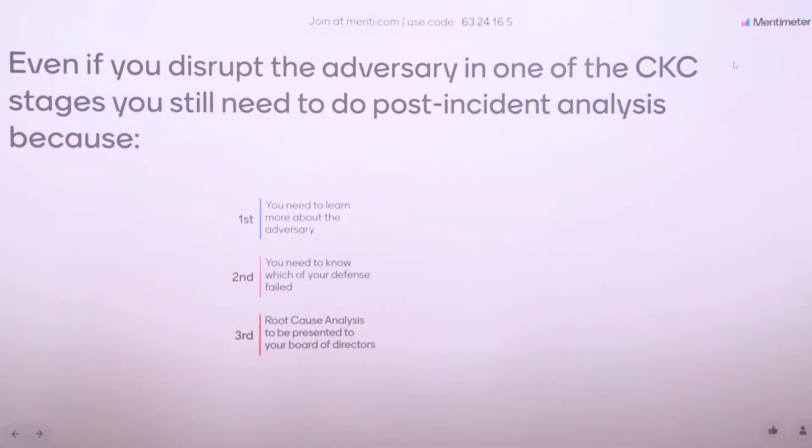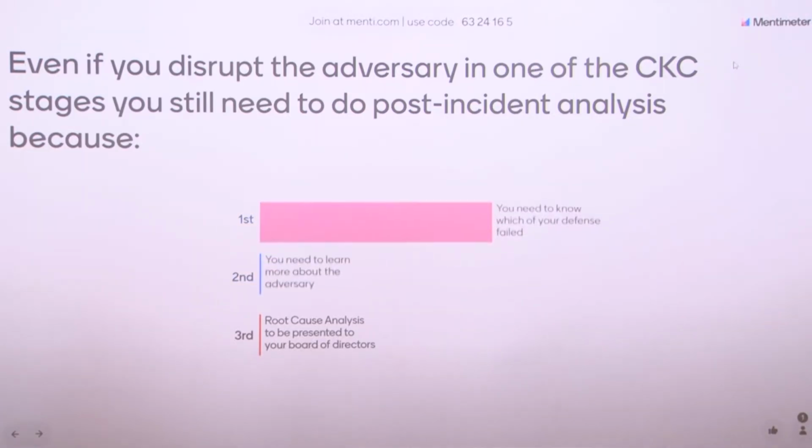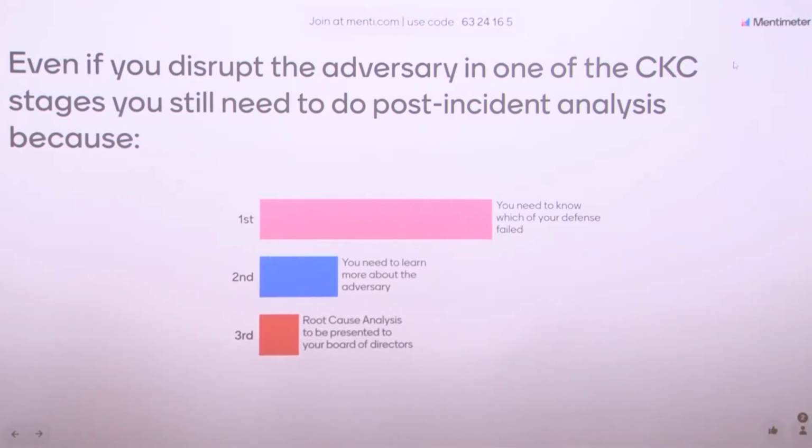Here I am asking, suppose you disrupt. Remember, in the CKC 7 stages, the claim of CKC is that if your defense can actually stop them in one of the 7 stages, then you win, right? The adversary cannot do the final thing that it wants to do.